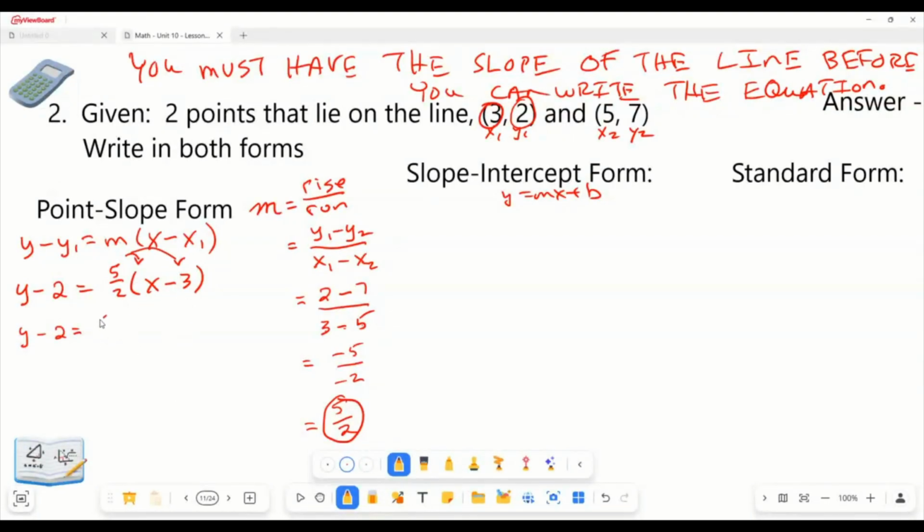5/2 times x is 5x over 2. 5 over 2, x over 1, tops, bottoms. Plus 5 times -3 is -15. And 2 times 1 is 2. 5/2 times x is 5/2 x. 5/2 times -3 is -15 halves. Multiply the tops, multiply the bottoms.